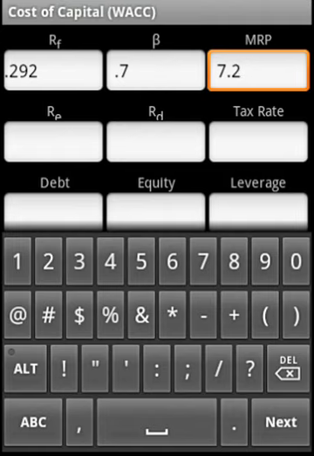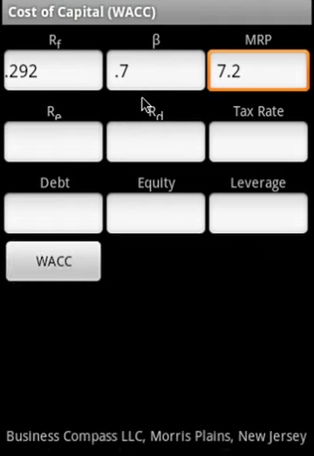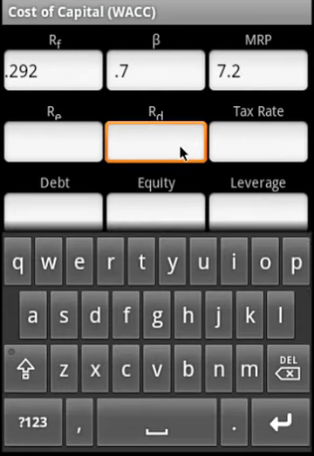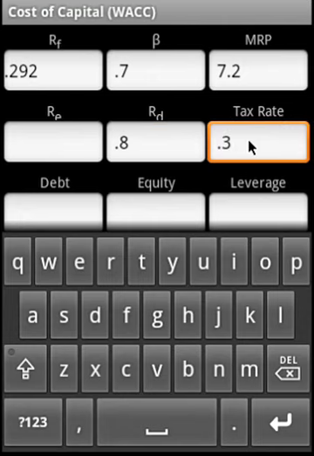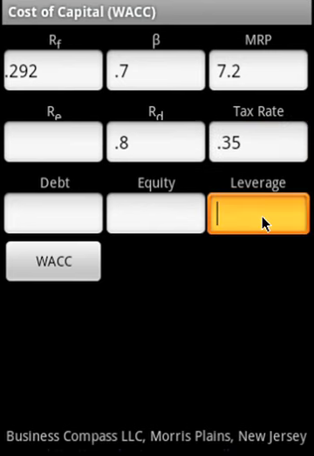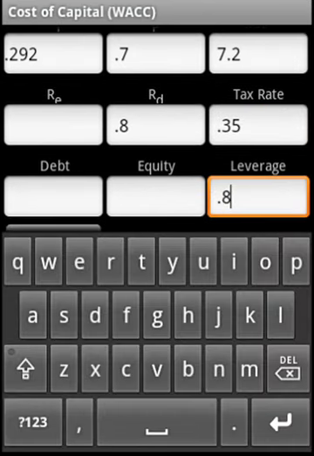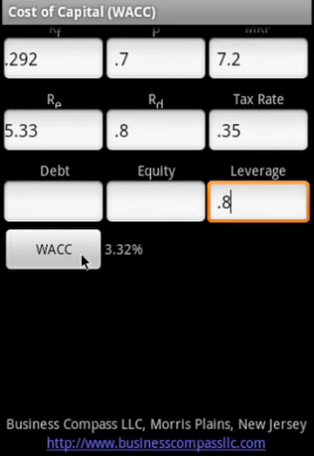Cost of capital: we specify the risk-free rate 0.292, beta is 0.7, market risk premium 7.2, and then we can actually specify the cost of debt, say 0.8, tax rate is 0.35, and then we can say leverage is 0.8, 80%. So then that becomes the cost of capital.